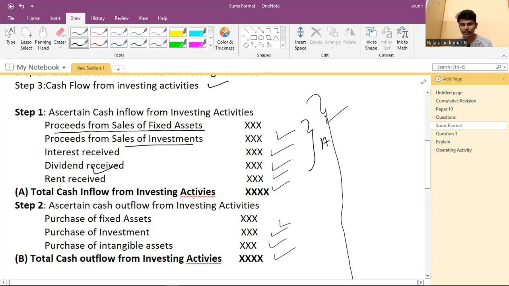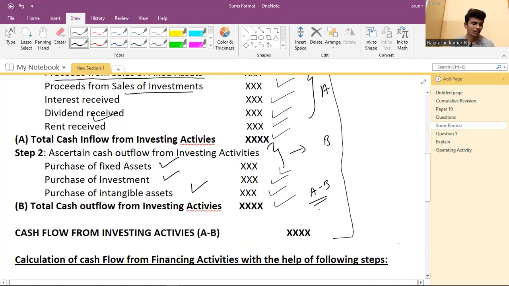Then ascertain the cash outflows: purchase of fixed asset, purchase of investment, and purchase of intangible asset, if any. These are all cash outflows. You total it and derive it as B. A minus B is the net cash flow from investing activity.